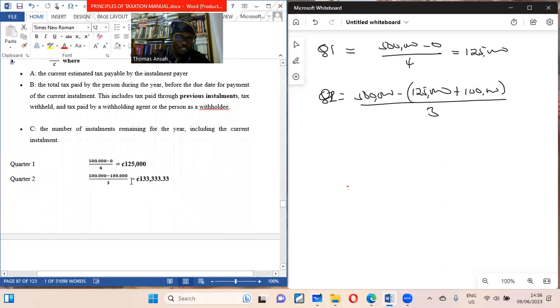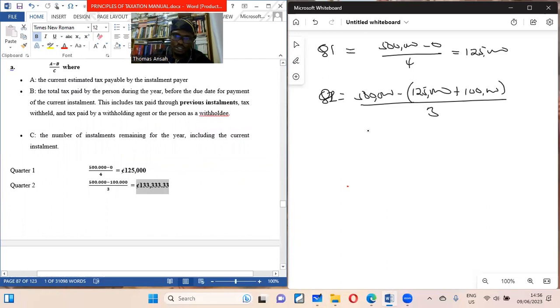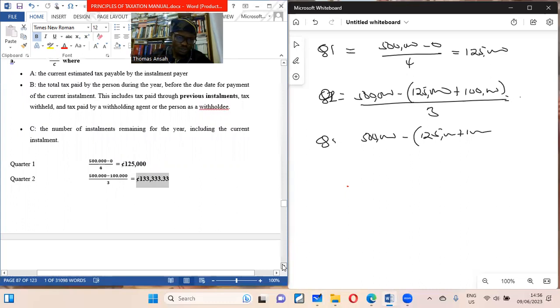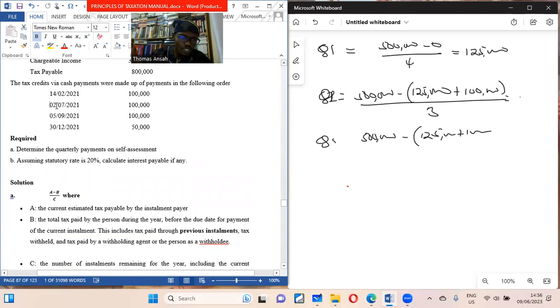All right, so when we go to Q3, I'll do the same 500 minus what? The figure that I have here: 125,000 plus this 100,000 plus the figure that I have there, which is 133. So you have that. But is there any other payment? No, this payment was actually in July. So you just do that.